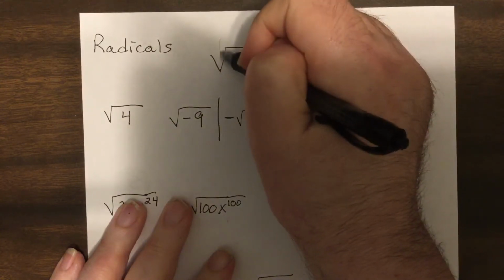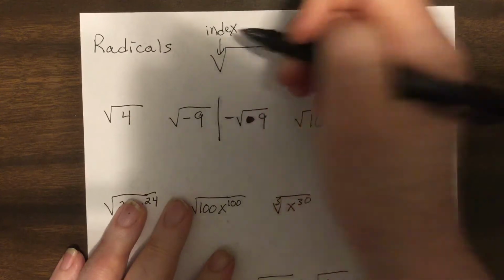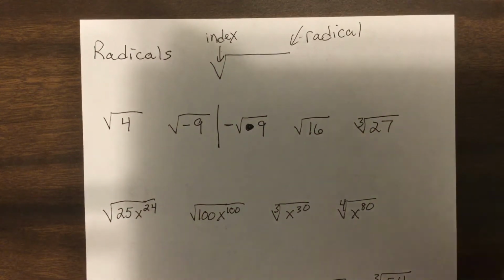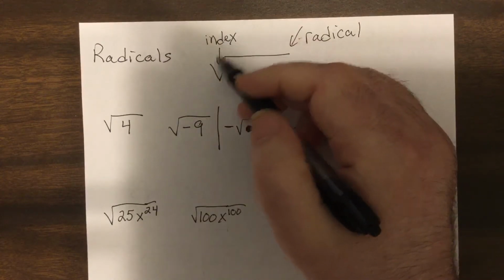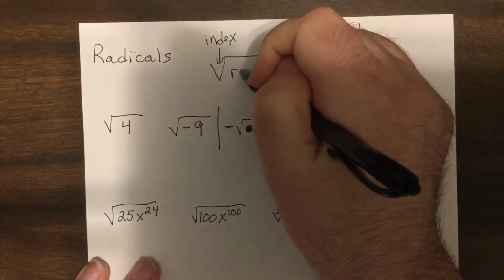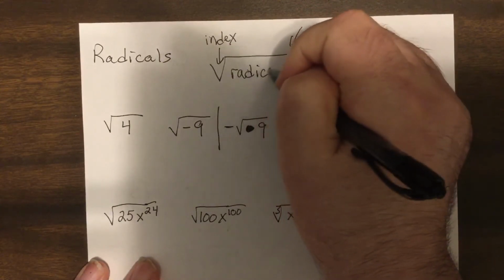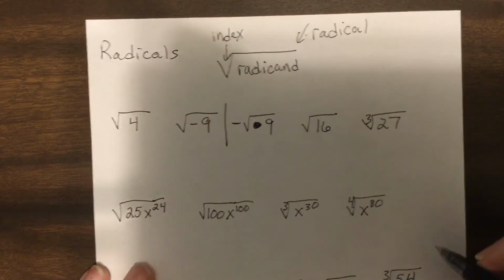In this little area here, a number goes there called the index. That's the power that we're going to reverse, or the power to be undone. If there's a 2 there, it's what are you squaring to get this number underneath. Now the number underneath is called a radicand.